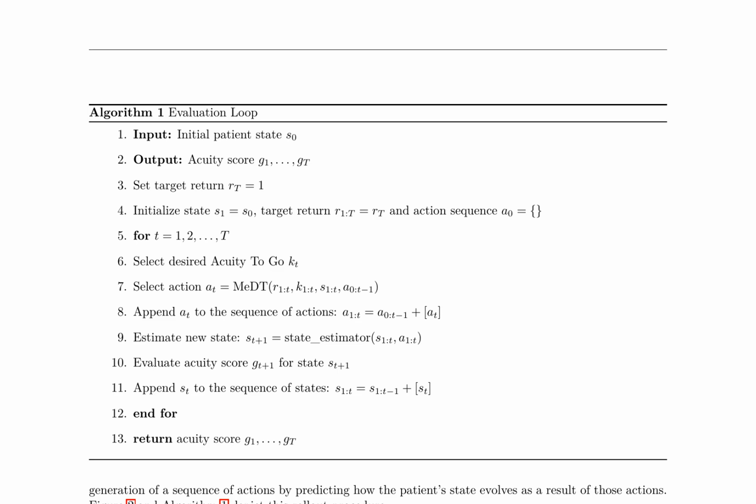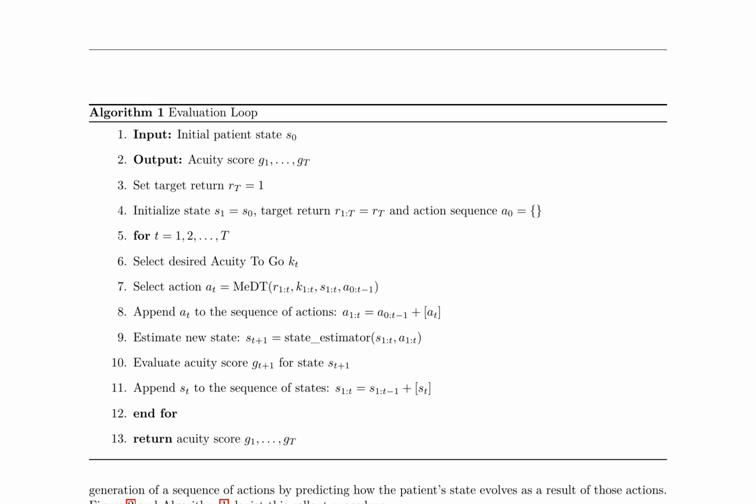the desired acuity to go K_t is selected, and the action a_t is determined using the MeDT function, which considers the current state S_1:t, action sequence A_0:t-1, and target return R_1:t. The action a_t is appended to the sequence of actions, and the new state s_t+1 is estimated using the state estimator function. The acuity score G_t+1 is then evaluated for the new state s_t+1.